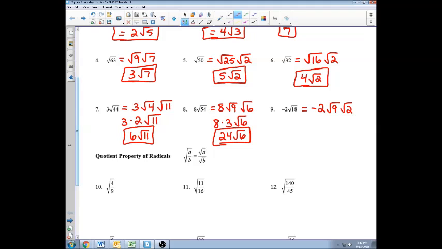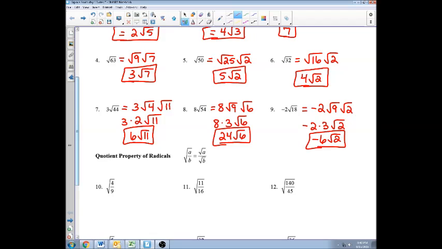The square root of 9 is 3, so I'd take negative 2 times 3. The square root of 2 will not be a whole number, so I'll leave it as the square root of 2. Now I just need to take negative 2 times 3, which is negative 6, times the square root of 2, and I am finished.